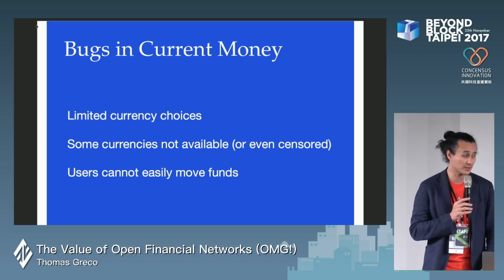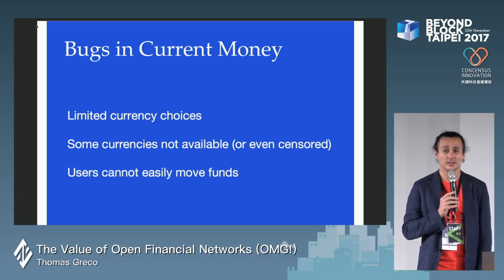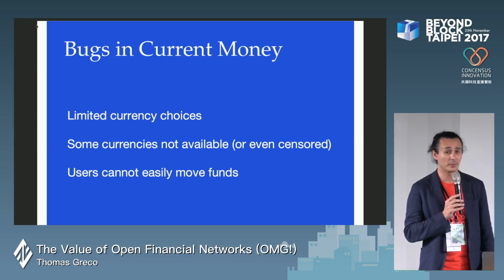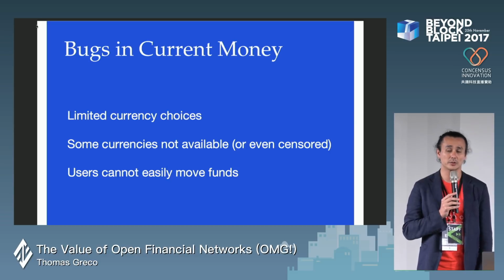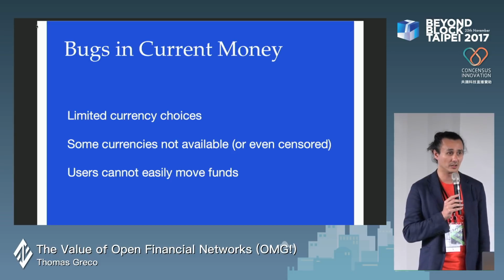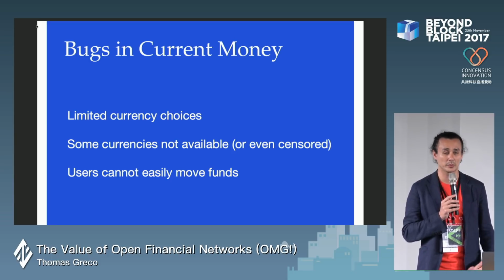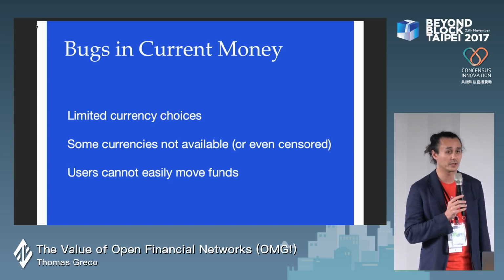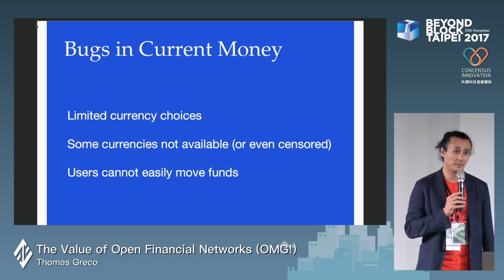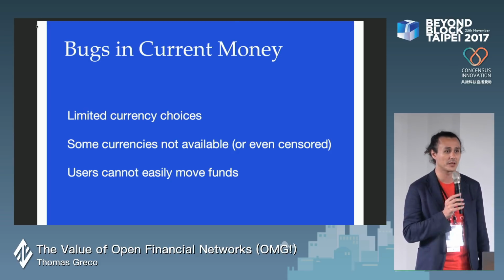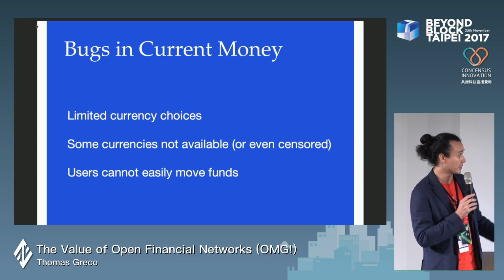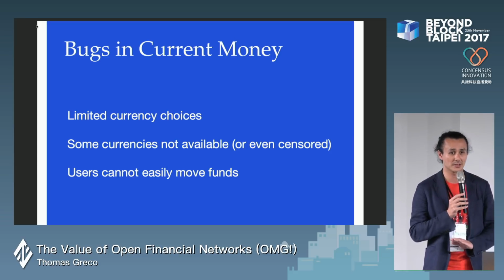So let's talk about the bugs in money that we have today. Today, when we use money, we have very few choices about which kind of money that we can use. Usually we are restricted to our geography. We are restricted by the types of money that the people that we want to use money with, because money is a social experience. We're restricted by the kinds of money that they want to use. Sometimes due to complex reasons, sometimes there are political reasons. Some currencies are not available. Some currencies are explicitly unavailable.